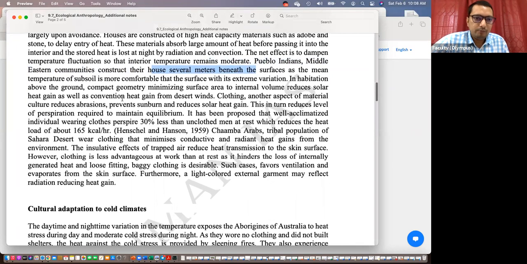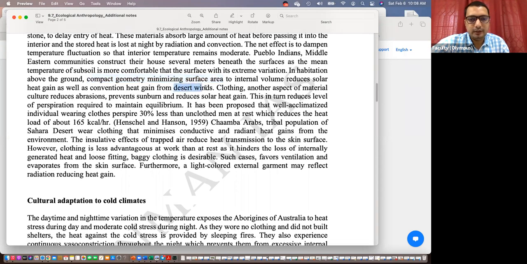Also, compact geometry. In some cases we prefer open housing or open shelters, but in some areas we notice compact geometry in building houses to minimize the surface area with respect to the internal volume. Thereby the heat trap is reduced. So culturally people may adapt differently: in some areas you notice open houses with open shelters, and in some areas more compact geometry, where less heat is exposed to the surface area and hence less heat gets trapped. These are especially useful in desert regions in order to give out the heat to the desert winds.